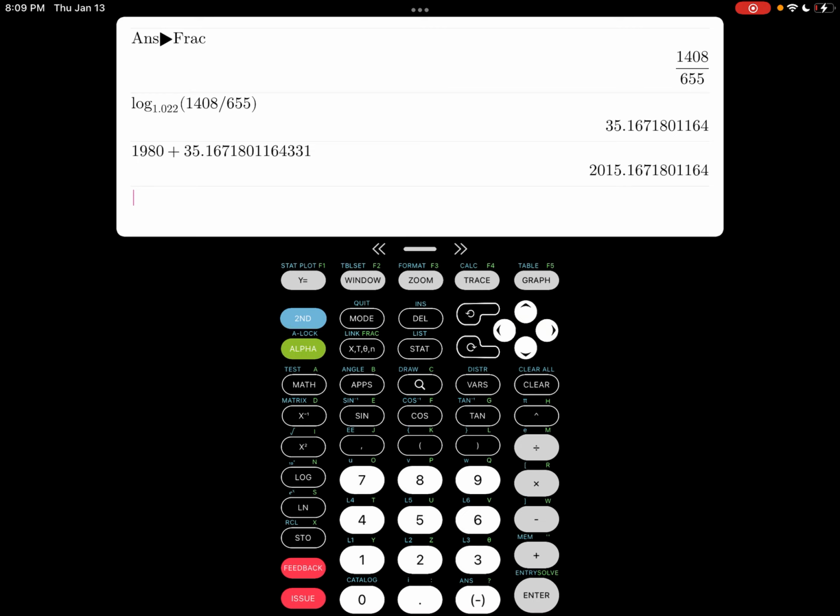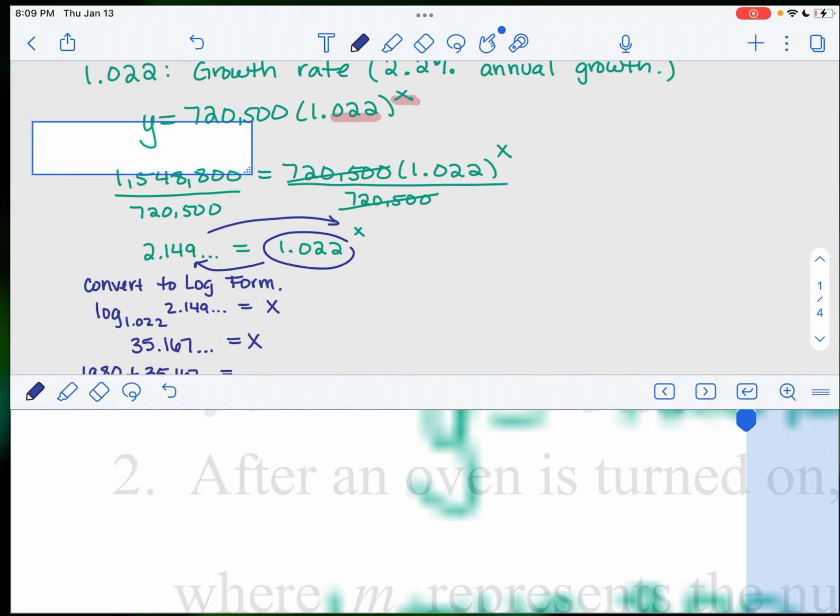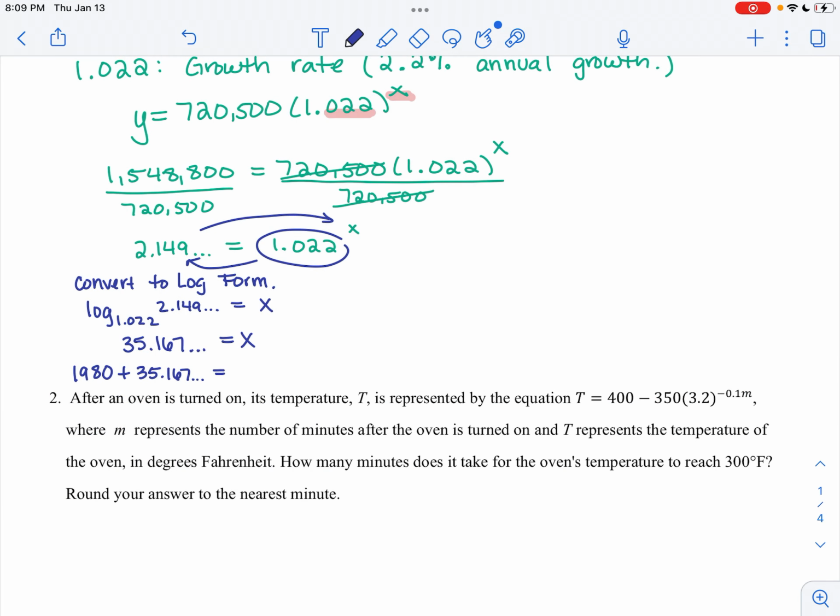The 0.167, you could even think of that as being early on in the year. If it was 2015.5, that would be about halfway through the year. 2015.9 would be towards the end of the year 2015. So during what year? It's going to be during 2015.